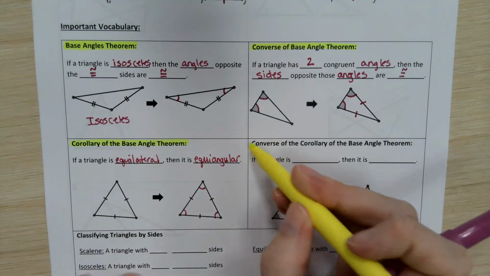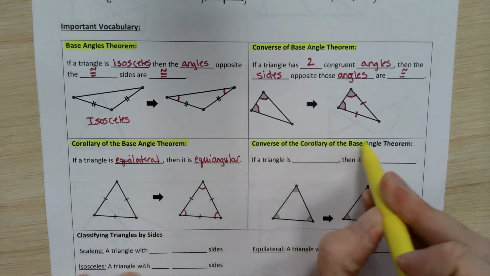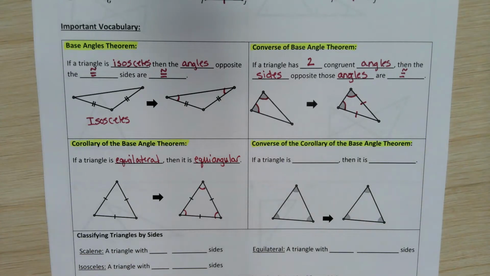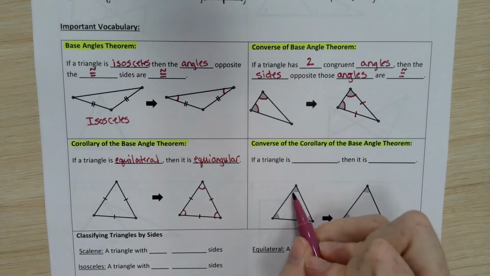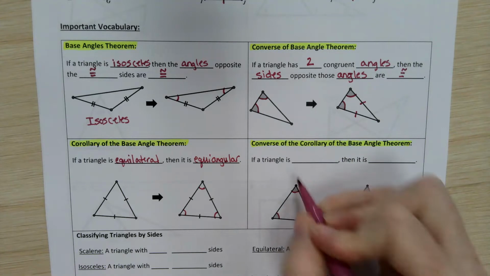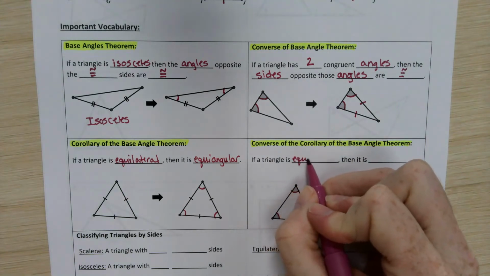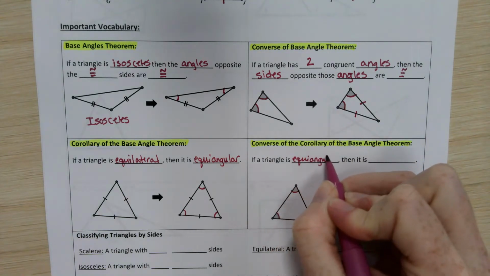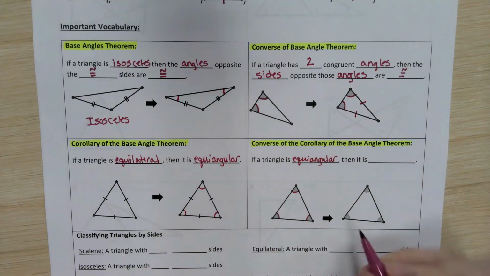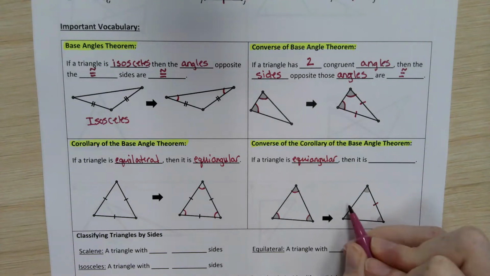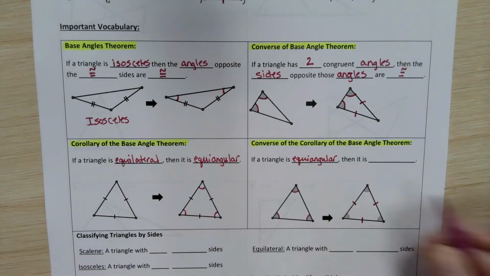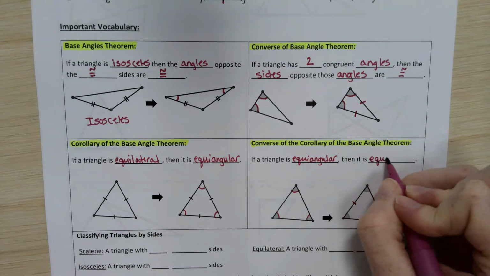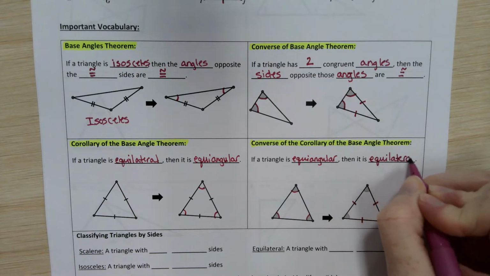So basically, if we have an equilateral triangle, then we also know we have an equiangular triangle. If we flip that idea backwards and talk about the converse of that corollary, if we start with the angle information, that means we start by knowing that a triangle is equiangular. Then we're going to be able to mark those congruent sides opposite of each angle, and we will also be able to classify it as being equilateral.